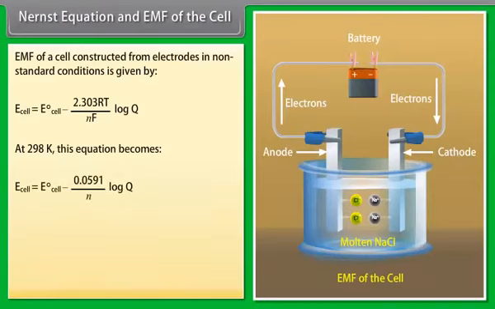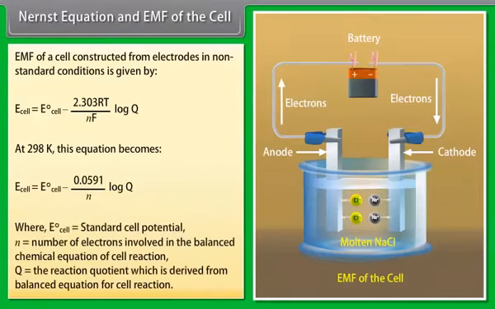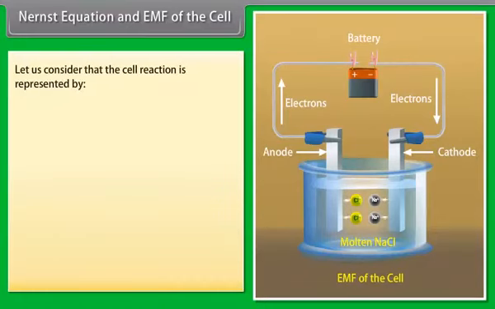At 298 Kelvin, put the value of R, T and F in the above equation. We get E is equal to E naught minus 0.0591 upon n log M upon M ion. For pure solids and liquids, molar concentration is taken as unity. Now, the above equation becomes E is equal to E naught minus 0.0591 upon n log 1 upon M ion. Nernst equation and EMF of the cell.